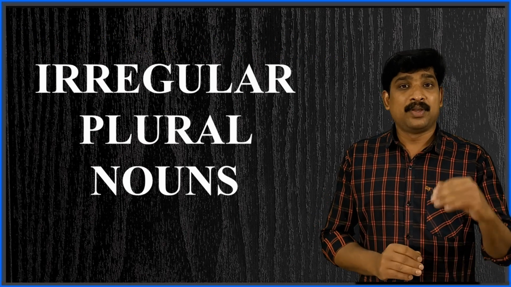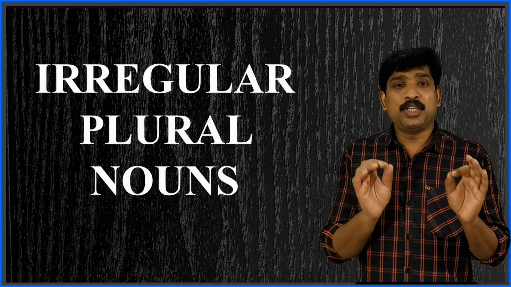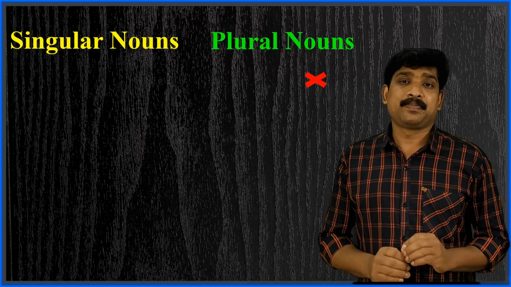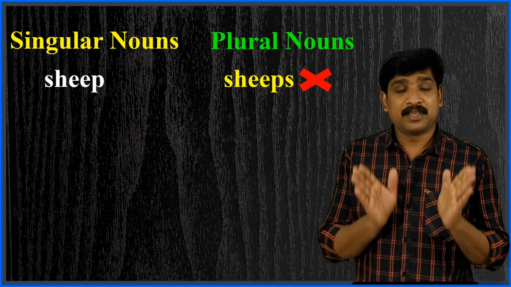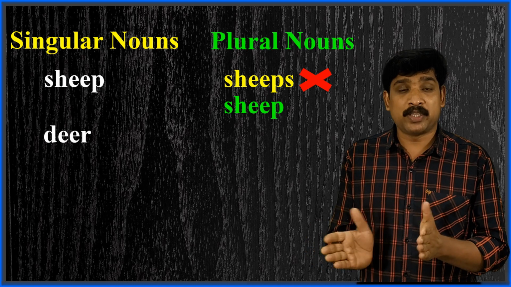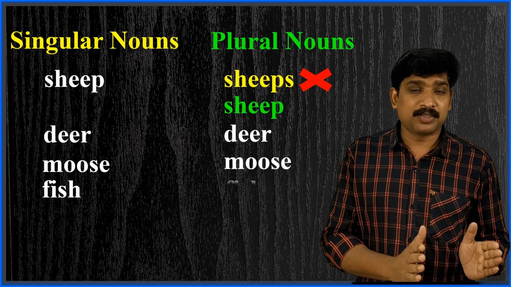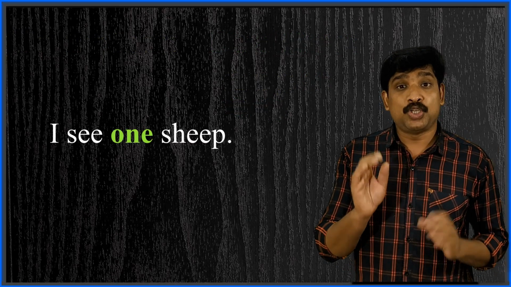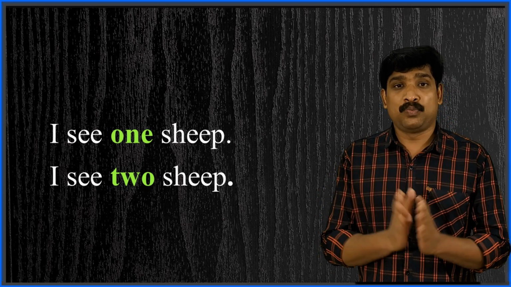Now there are words that have the exact same singular and plural forms. They are not common, but you need to know a few. Let us take a look at them together. As you can see, sheep is the singular form, but the plural form is not sheeps, it is sheep. Same goes with deer, deer, moose, moose, fish, fish, aircraft, aircraft. So you will say, I see 1 sheep, but also I see 2 sheep. Exact same word. Let us move on to other irregular forms.